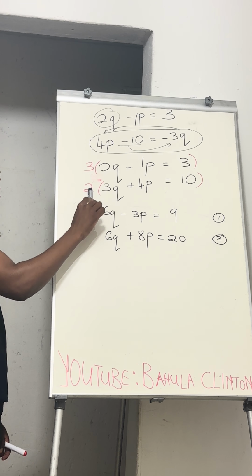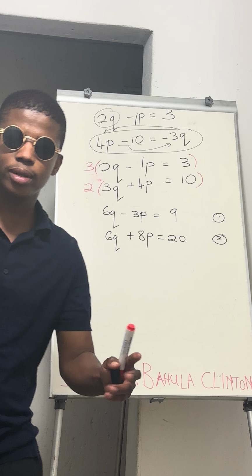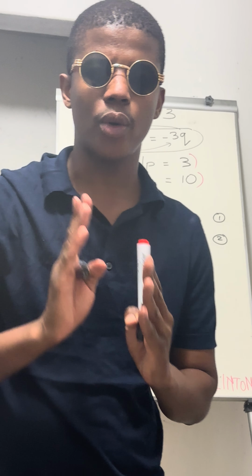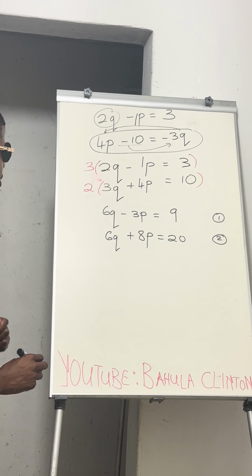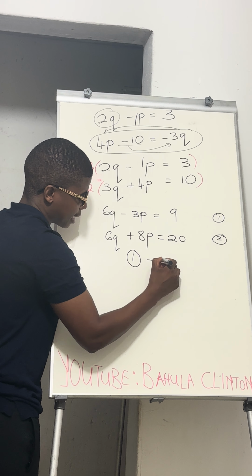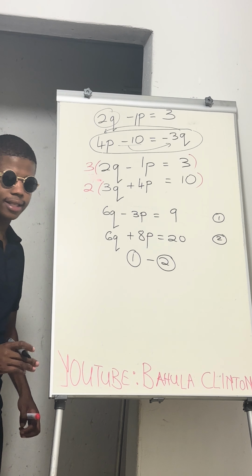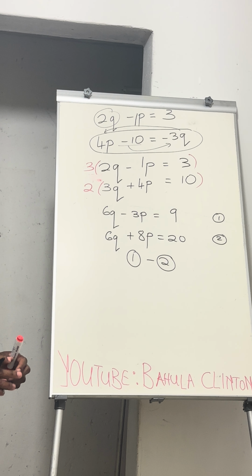And after you do this step, always your first terms must be the same. If they're not the same, it means there's somewhere where you miscalculated. You need to check your work. So let's go on. We are always going to say equation 1 subtracted by equation 2. Always. Equation 1 subtracted by equation 2. Okay? So now let's see.